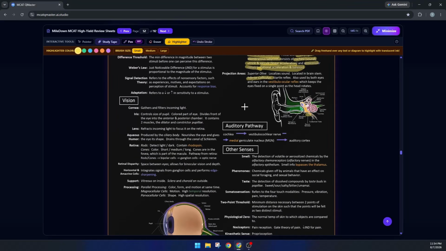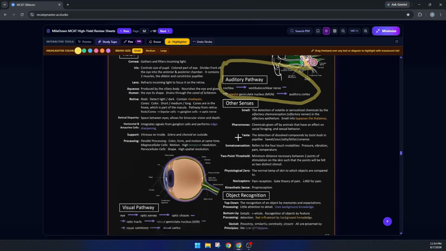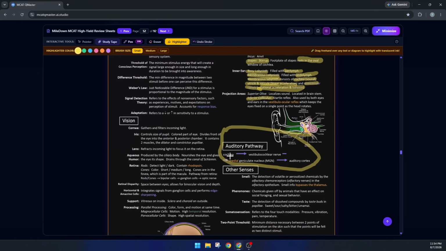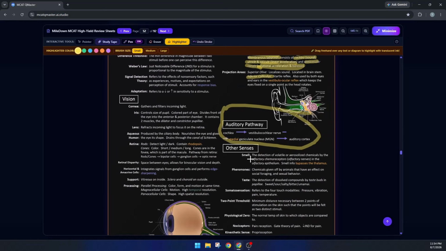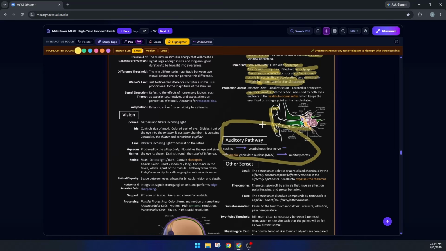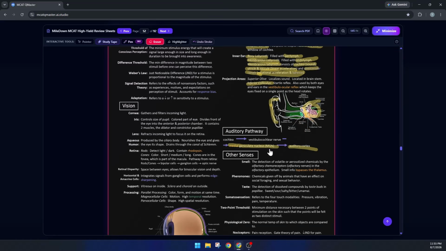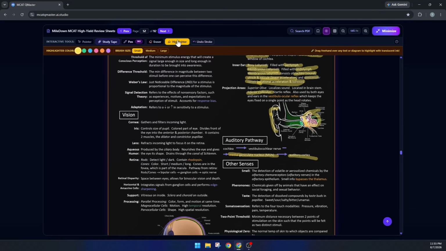Now we're going to go into your auditory pathway very quickly. You just have to memorize this. I don't know why the pathway is kind of short, and why it doesn't start from your outer ear, but it describes the route from your inner ear to your brain. So cochlea to the vestibulocochlear nerve to the MGN. The MGN is already in your brain by that time, and the auditory cortex is another part of your brain. Memorizing this pathway is all you really need to do.